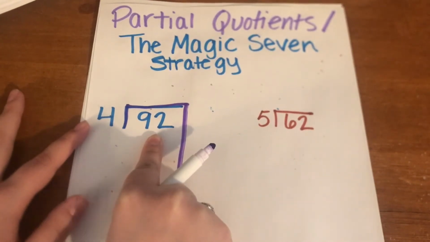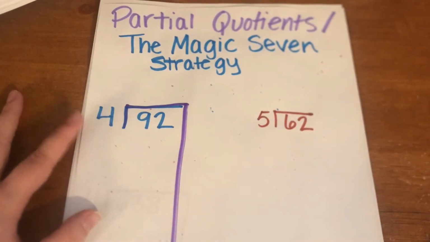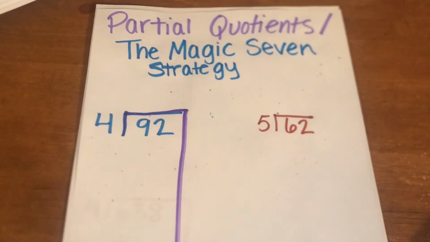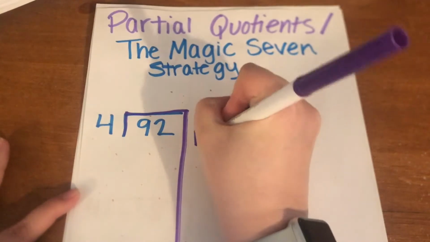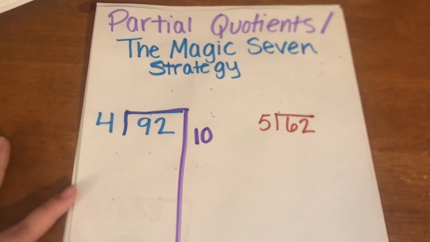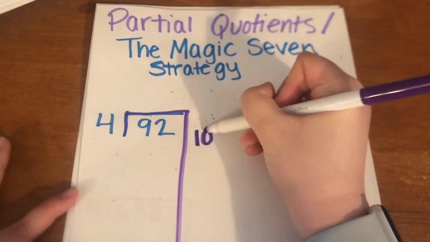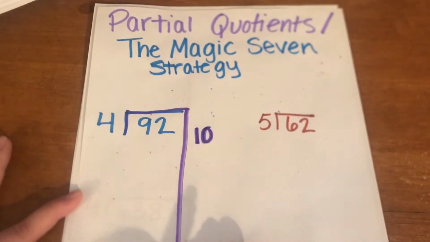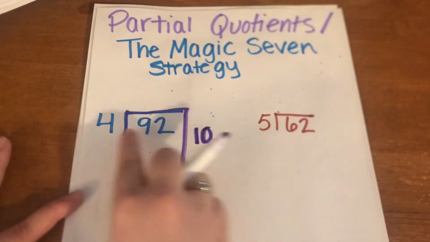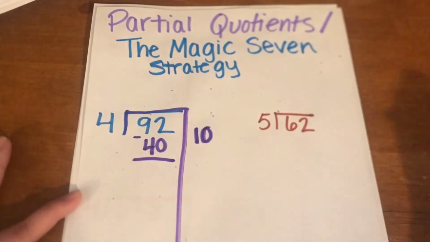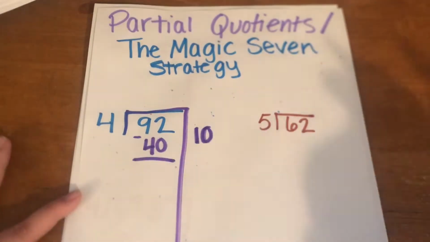So the Magic 7 strategy starts off with having kids think of easy numbers that they could pull out of 92. So for this one, I might start with 10 groups of 4 because that's an easy number for me to multiply and take away from 92. So I'm going to record my how many groups of 4 to this side of the 7. And I think to myself, well, 10 times 4 is 40. So I'm going to subtract that amount from the total. So I've just taken out 40 groups of 4 from 92, and I'll see how many are left.